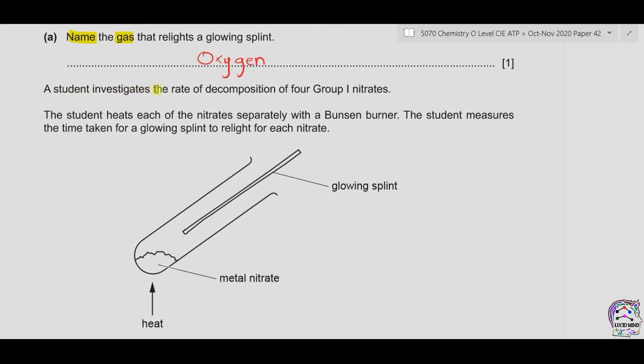A student investigates the rate of decomposition of 4 group 1 nitrates. The student heats each of the nitrates separately with the Bunsen burner. The student measures the time taken for a glowing splint to relight for each nitrate. This is metal nitrate and it is heated. So what happens? Oxygen gas is formed and then a glowing splint is put in the test tube. The time taken for the glowing splint to relight is measured.